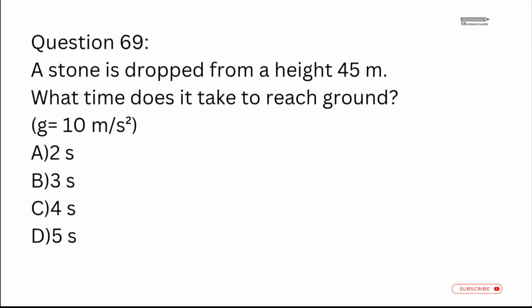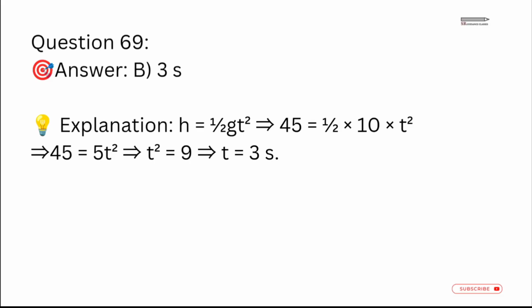A stone is dropped from a height of 45 meter. What time does it take to reach the ground? The answer is option B, 3 seconds.